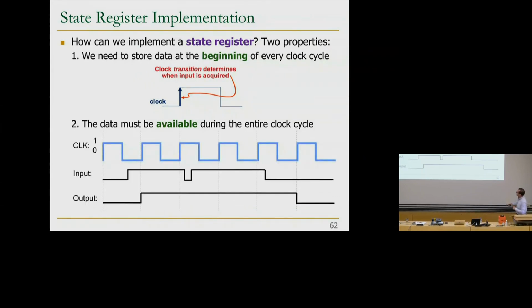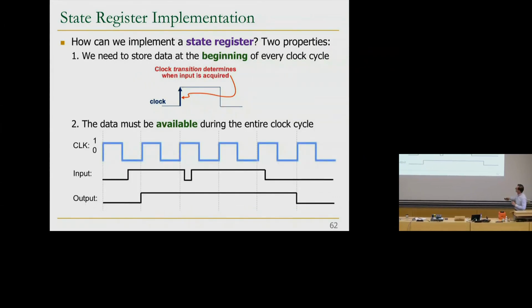Ignore these inputs and outputs first over here. But the clock looks like this. And you want your data to be available for the entire clock cycle. You want it to be latched here and available until the next clock cycle. Now, if you do this, your combinational logic can evaluate for the entire clock cycle, right?